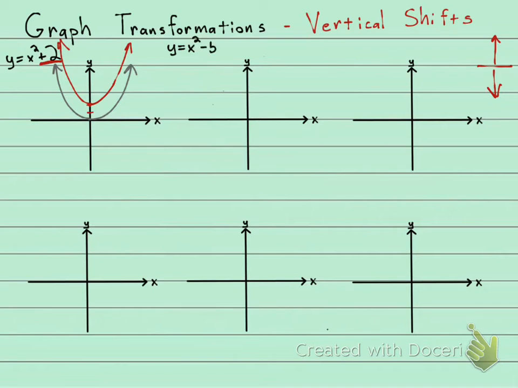Y equals x squared minus 5. Now, here is our common shape, y equals x squared. And now the minus 5, it's out here. It's not in here with the x. It does not belong to the x, so we're going to say it belongs to the y. And we're going to move it on the y-axis 5 in which direction? Down. Okay, so here's what my graph looks like.